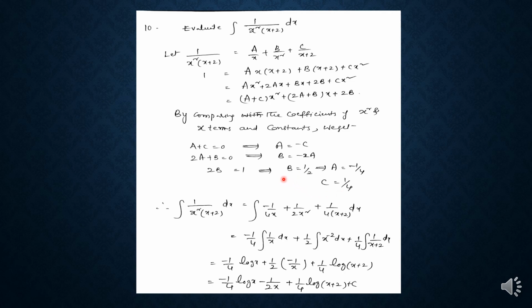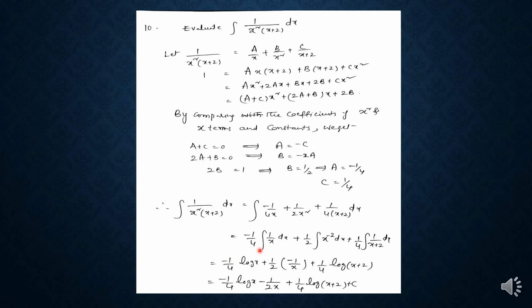Now by substituting these values in the given integral, that is integral 1 by x square into x plus 2 dx is equal to integral a by x, that is minus 1 by 4x, plus b by x square, b is equal to 1 by 2, 1 by 2 x square, plus c by x plus 2, c is equal to 1 by 4, 1 by 4 into x plus 2 dx. Now by separating these terms we will get minus 1 by 4 integral 1 by x dx plus 1 by 2 into integral 1 by x square, which can be written as x to the power of minus 2, dx plus 1 by 4 into integral 1 by x plus 2 dx.